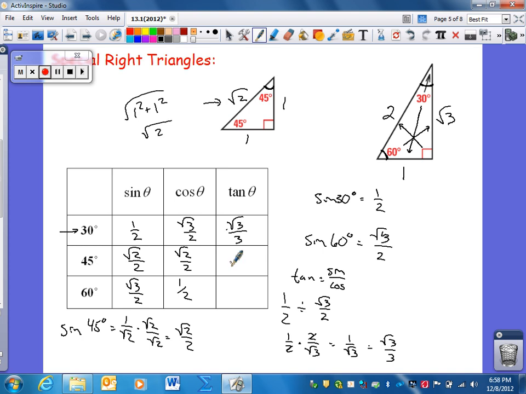If you look at tangent of 45, sine divided by cosine, well, anytime you divide a number by itself, it's 1. And then for 60, I have root 3 over 2 divided by 1/2. Dividing by 1/2 is the same as multiplying by the reciprocal. The 2's would reduce, and you're left with root 3.